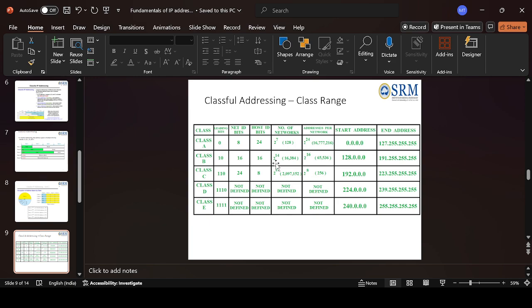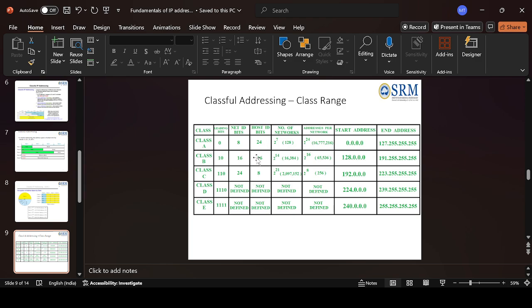So coming to this table, it tells you the class range for each class. We can see that this was discussed already, the starting range for class A, class B, class C, how it starts, class D on. Coming to this segregation of network ID and host ID, in class A the network ID is 8-bit, class B it is 16-bit, class C it is 24-bit, and for class D and class E it is not defined.